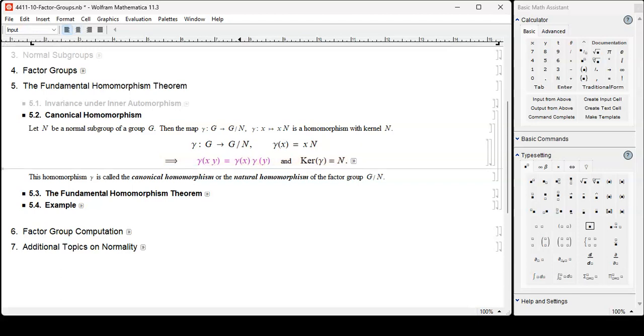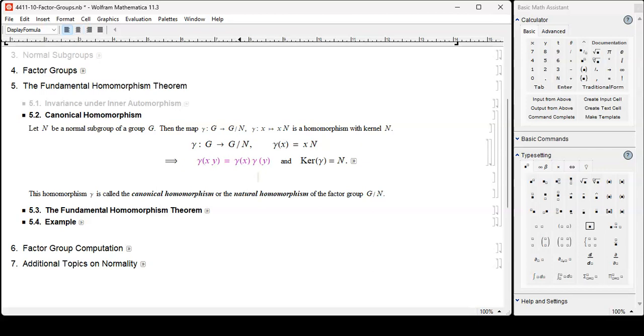Well, what is this gamma of xy? By definition, this is xy times n, isn't it? Yeah, that's the definition of gamma. And then gamma of x is xn, and gamma of y is yn. So that's what this purple thing is talking about, this one here.